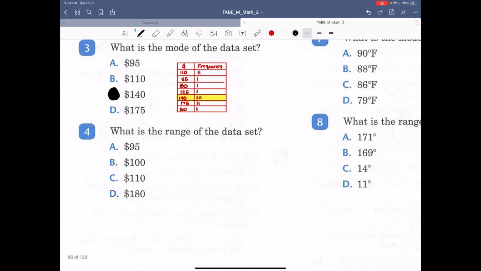The range of the data set, remember what range means. It is the biggest minus the smallest. Range is a subtraction process always. So the biggest is 180. The smallest is 85. So with your calculator, you get a difference of 95. And that's what I was saying a minute ago. There's a pretty big variance here. There's a lot of difference in the prices. You have lots of choices when there is a lot of variance.